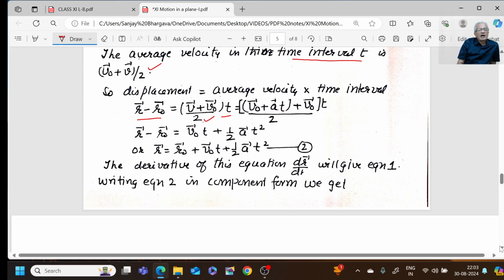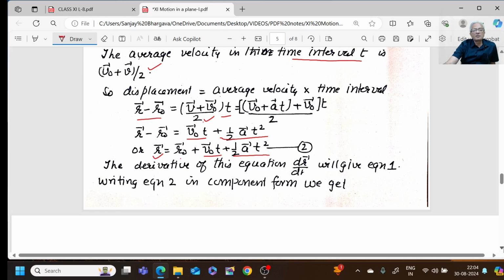So what do I get? r minus r0 would be v0t plus half at square. So position r can be written as r0 plus v0t plus half at square. So what does equation number 2 tell me? It tells me what will be the position of an object moving with a uniform acceleration after time t. The derivative of this equation, dr by dt, will give equation 1.